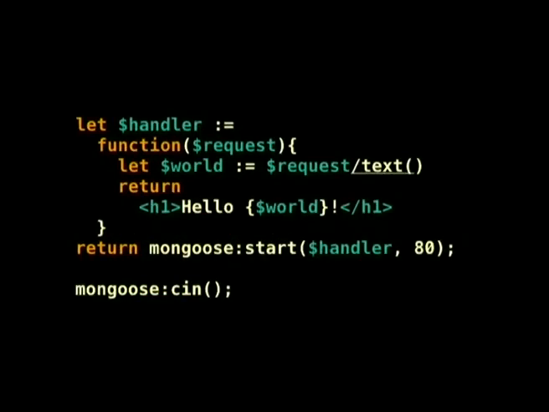This is how you start a web server with Zorba. So you can pass a closure as a parameter, which is a new feature in XQuery 3.0. And so for each incoming HTTP request on port 80, it's going to call the handler function, receiving the HTTP request as a parameter.